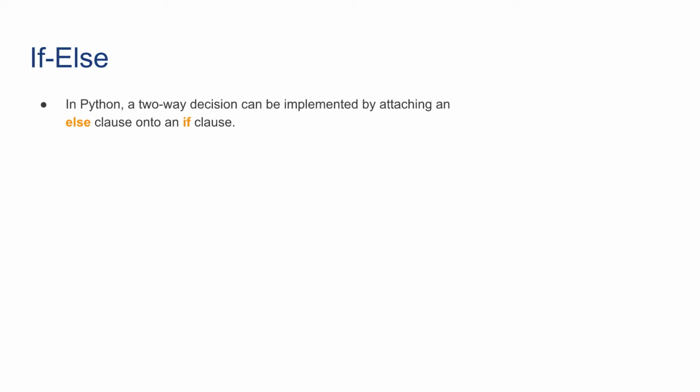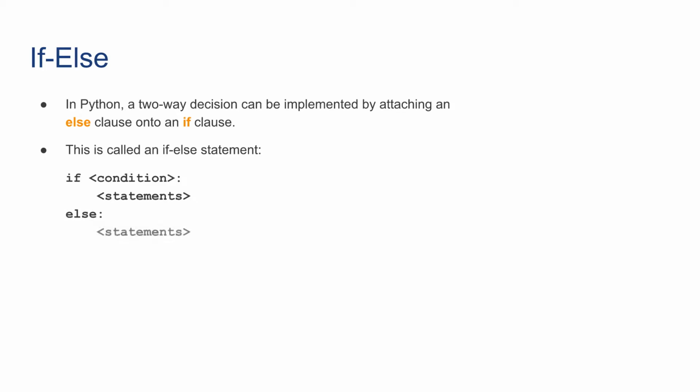Now let's talk about if and else. In Python, a two-way decision can be implemented by attaching an else clause onto an if clause. This is called an if-else statement, and here's the syntax: if condition followed by a set of statements, and else followed by a set of statements.